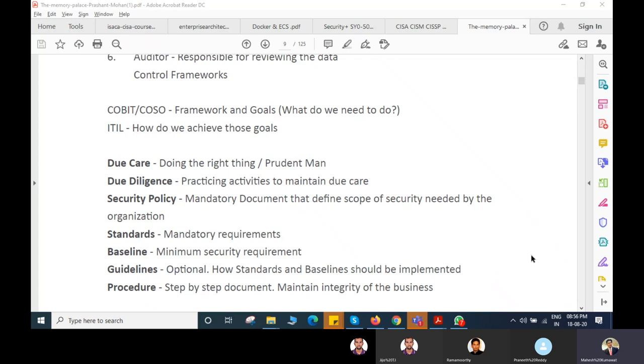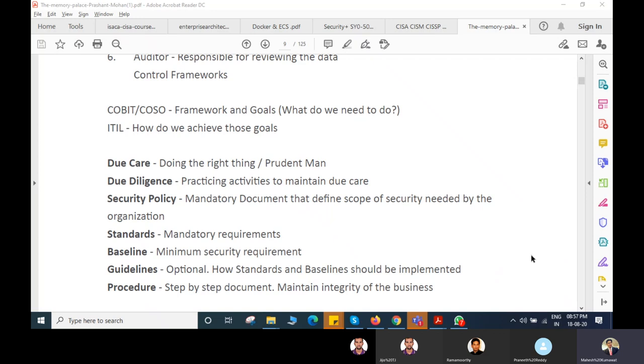We have guidelines, which are optional. Suppose you are working in a company where the guideline is to come on time at 10 a.m. in the morning and leave the company at 6 p.m. This is a general guideline. Sometimes you adopt it and sometimes you don't, because you are an IT person. Sometimes you have lots of work and need to stay long hours, so this is a guideline we do not always follow. So guidelines are optional.